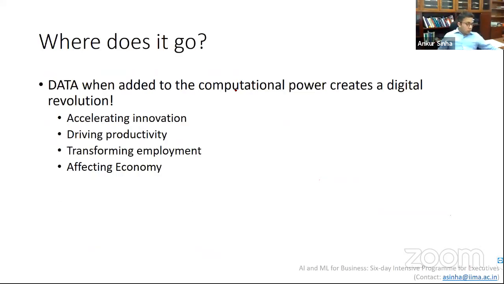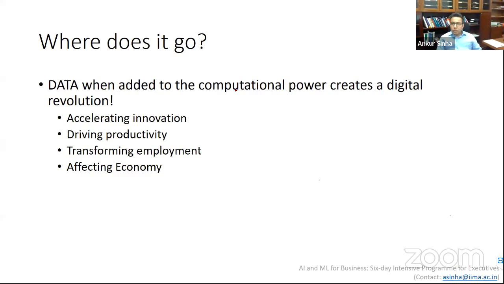Now, of course, when we talk about data, when added to the computational power, it creates a digital revolution. There is a lot of data, there is a lot of computational power. When the two things come together, a digital revolution is created. Now, what does this digital revolution lead to? Any example? Let's take a very common example again. An example of Uber. What has Uber done over the past few years?